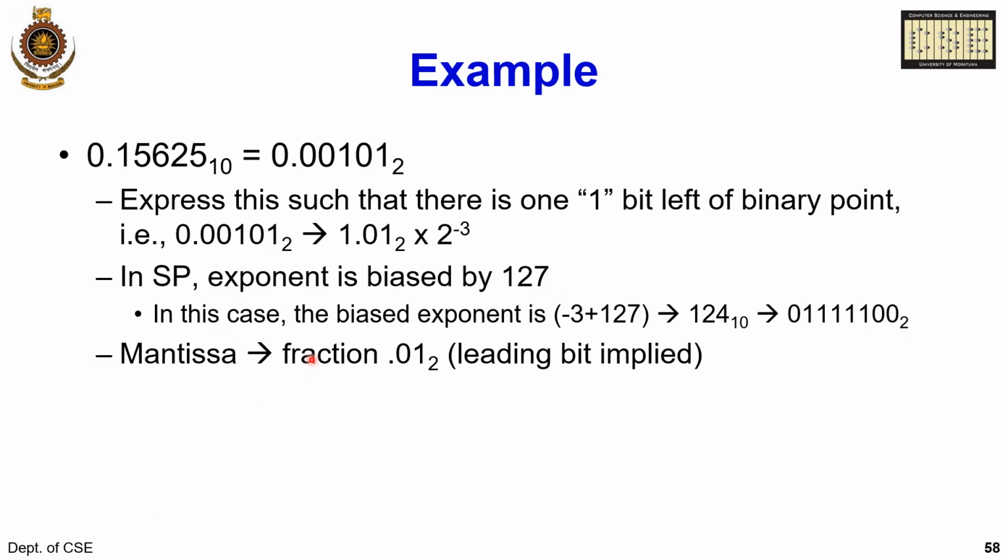The mantissa, or the fraction, as it's called in IEEE 754: we take this and we just drop this leading 1, because it's implied. Whatever the number, we will have a 1, and then we shift the binary point to the right of the first 1, and we end up with 0.01 in binary, because this leading 1 is implied.